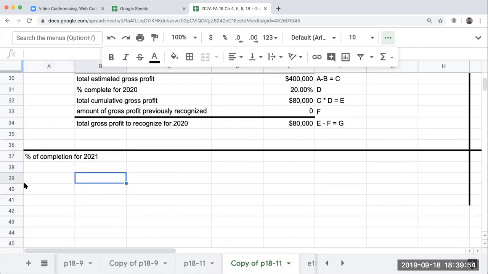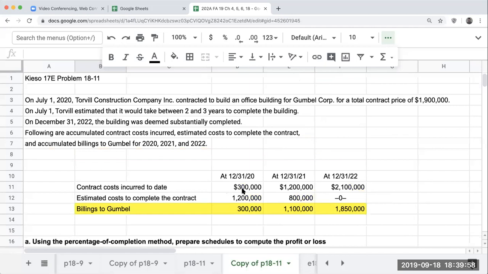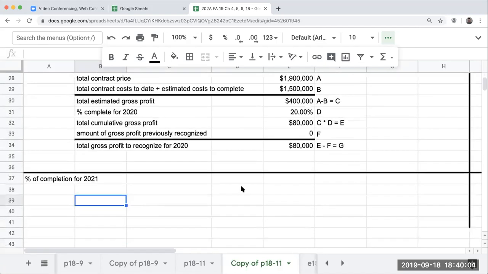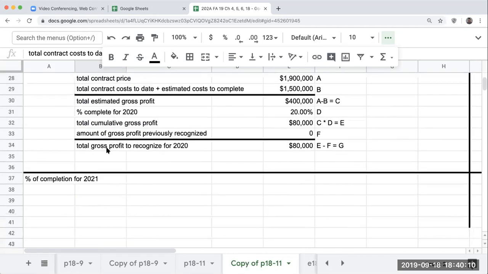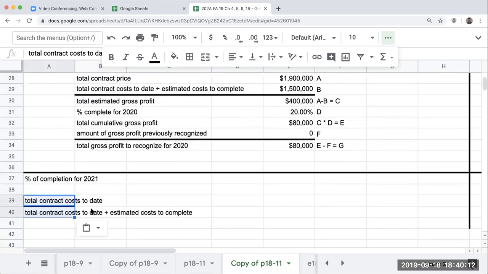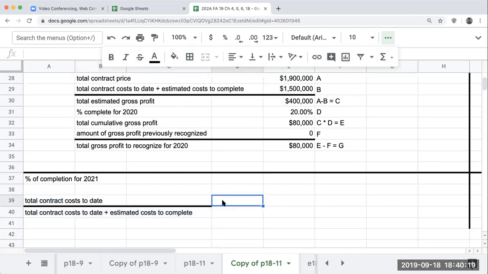Okay, so over here, our total contract cost to date is going to be 1.2 million. So we can go ahead and kind of bring some of these down here. Okay, so we'll go right over here. So our total contract cost to date is 1.2 million.